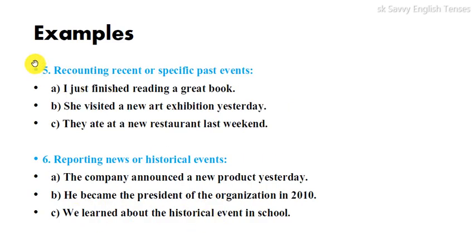Okay, number fifth is recounting recent or specific past events. For example, I just finished reading a great book. She visited a new art exhibition yesterday. Sorry, they ate at a new restaurant last week. Okay, number six, use of the simple past tense is reporting news or historical events. For example, the company announced a new product yesterday. He became the president of the organization in 2010. We learned about the historical events in school.